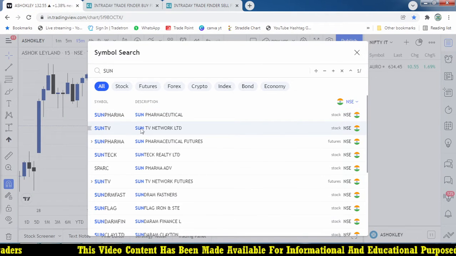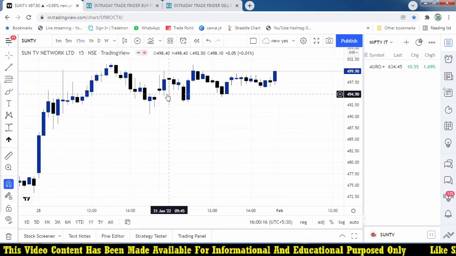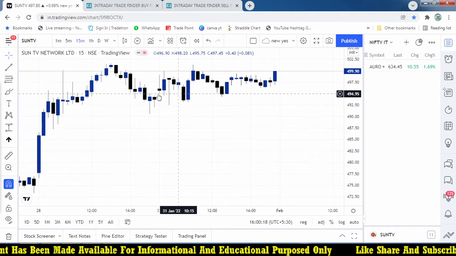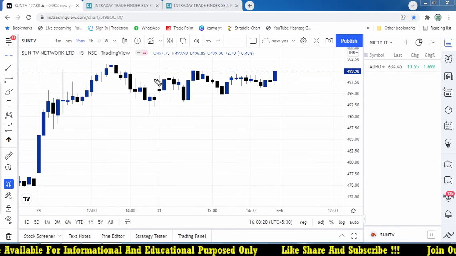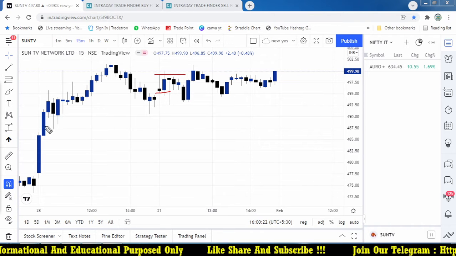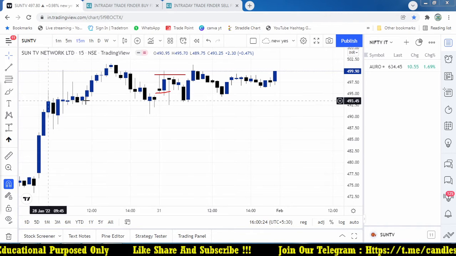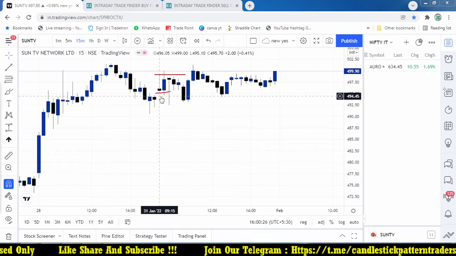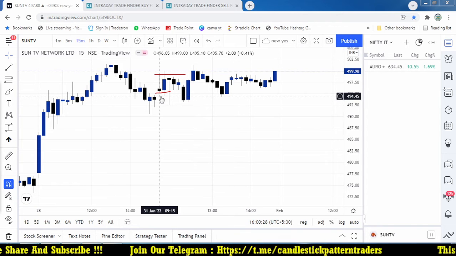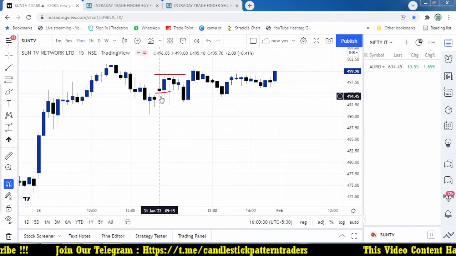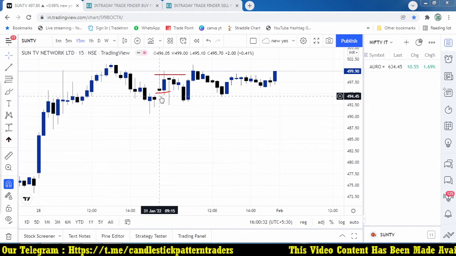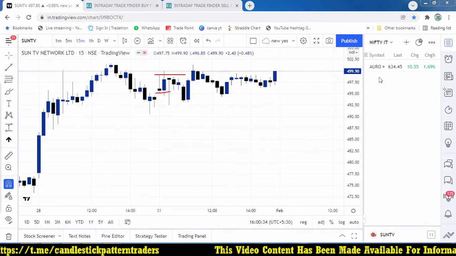Sun TV, this also triggers your stop loss. Maybe this was a stop loss trade initially. If you are watching, you can see whether it first triggers your entry or not. So the risk of the trade is 499 and the low for the trade is 495. So 4 rupees of risk got triggered in this particular trade.